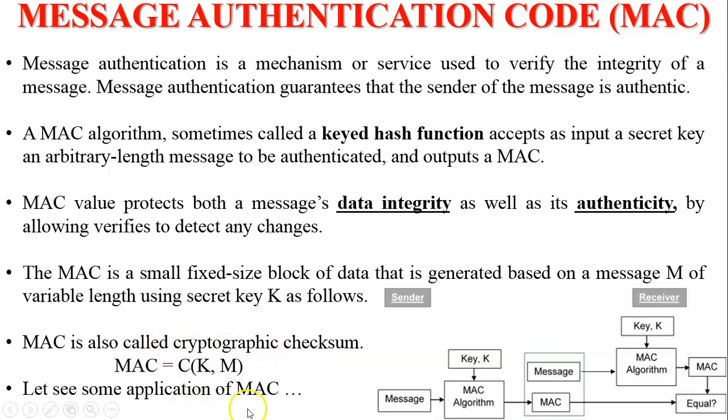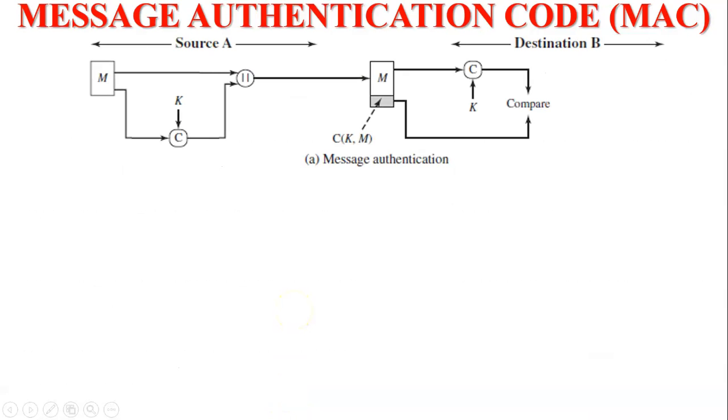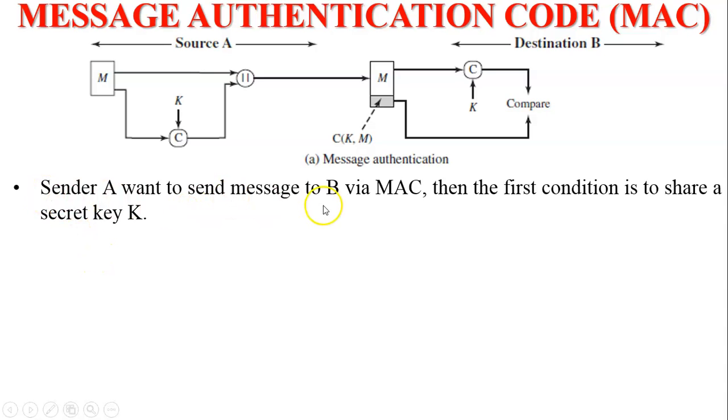Now let's see some applications of MAC, message authentication code. First, in this figure, with the help of key K, we can achieve message authentication. Sender A wants to send a message to B via MAC. Then the first condition is to share a secret key K. Now in this figure you can see this is the sender side and this is the receiver side. The sender has message M and wants to send it to receiver B. For the cryptographic checksum generation, key K is used at the source and destination. So the same key is used, and the key is shared by source and destination.